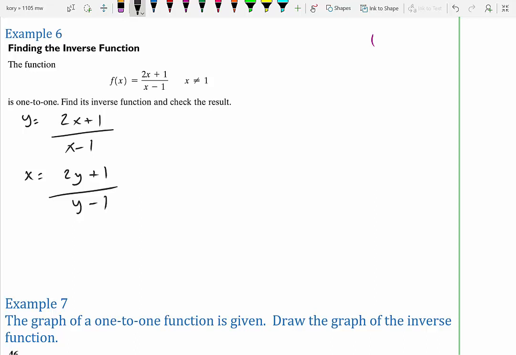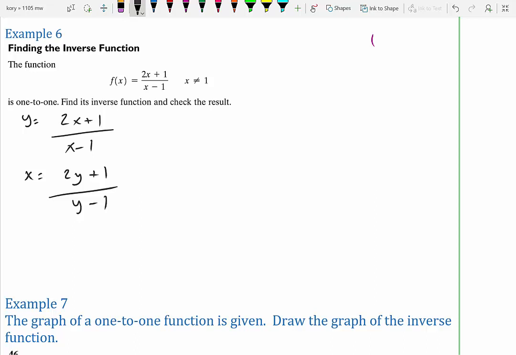If the checking part is what really kills us, I will state on the test if I want it to be checked. If it doesn't say so, you can go ahead and skip checking it. Because I'm not going to have you check every single inverse. That's a lot of time.